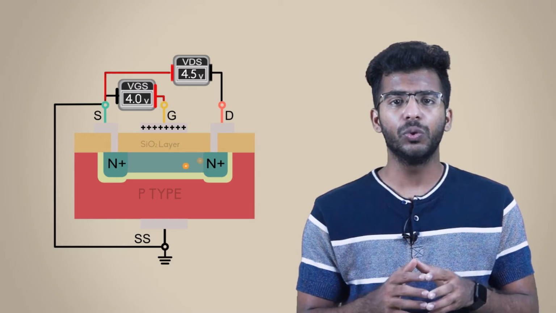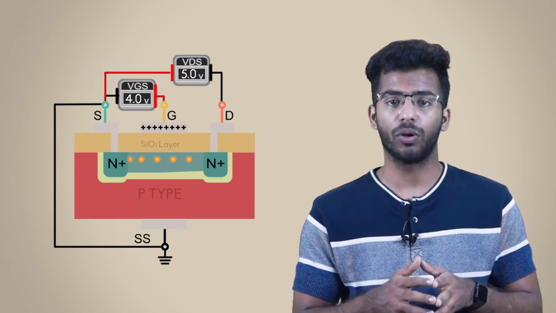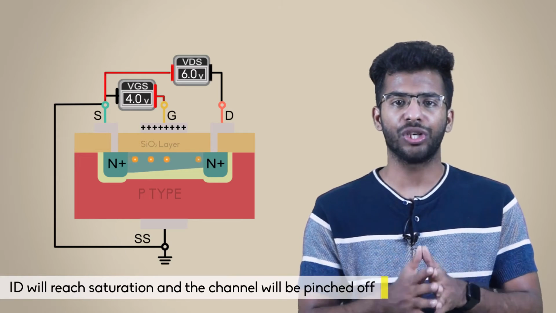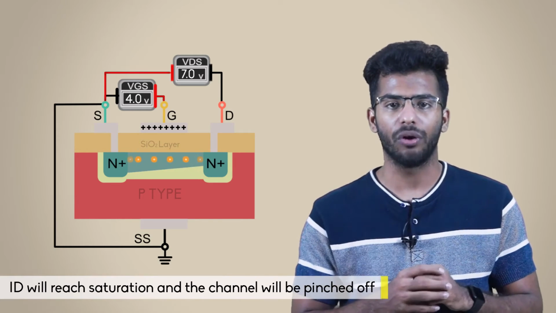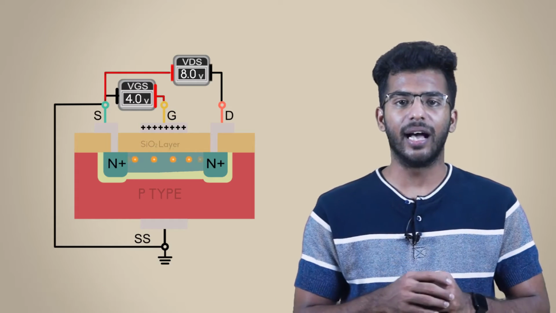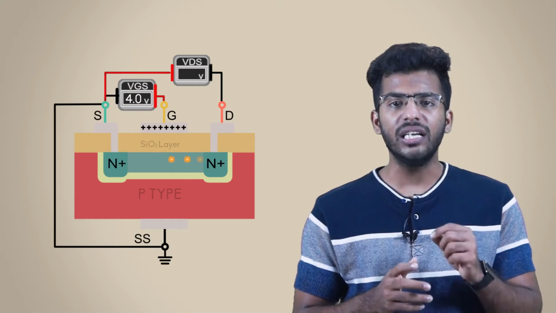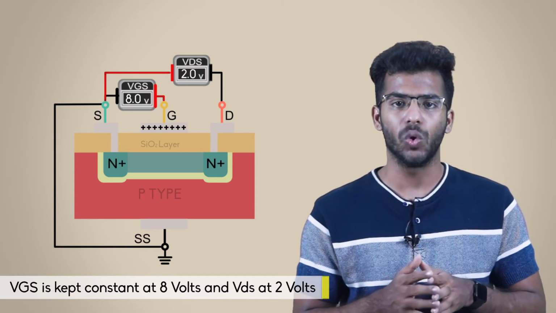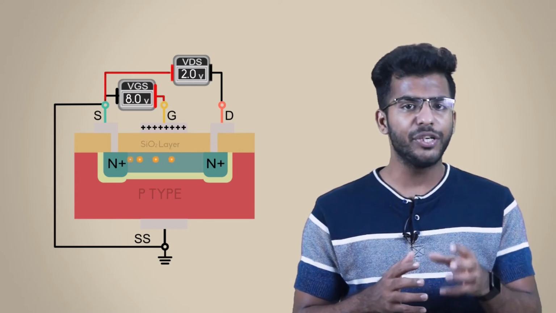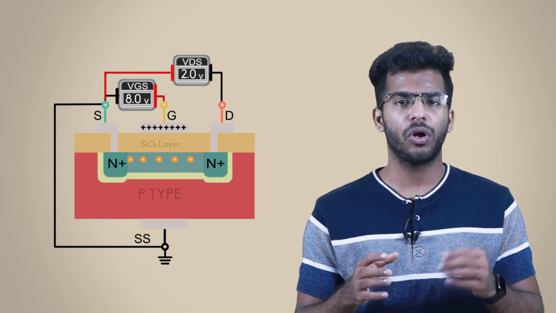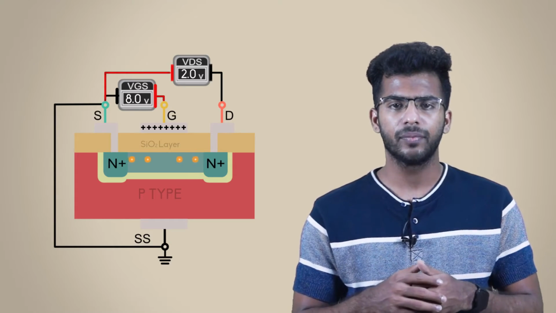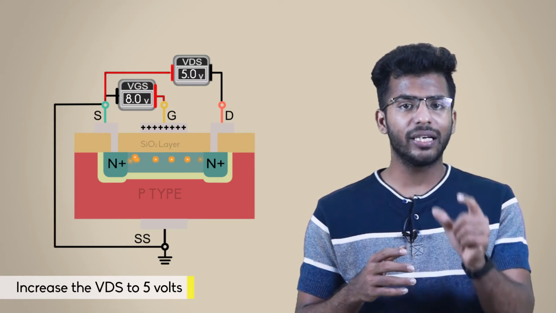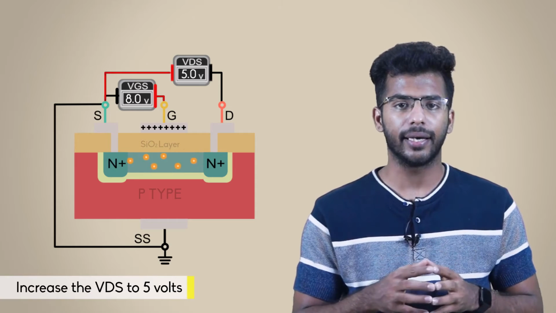This is similar to JFET and depletion type MOSFET. At this point, the ID will reach saturation and the channel will be pinched off. Let us consider another case where VGS is kept constant at 8 volts and VDS at 2 volts. The channel is induced and a small number of electrons will be flowing through it. If we increase the VDS to 5 volts, the electron flow increases and hence the drain current.